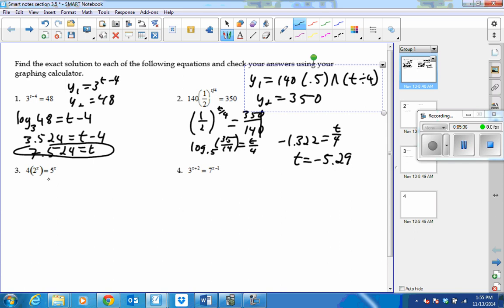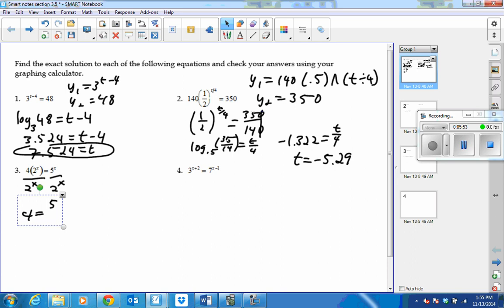Okay, so this next one, we want to get our numbers that have an exponent of x on one side. So I'm going to divide by 2 to the x on both sides. So I get 4 equals 5 to the x over 2 to the x. Now I can change that to 4 equals 5 halves to the x power.